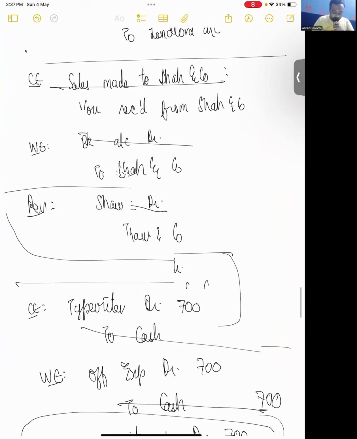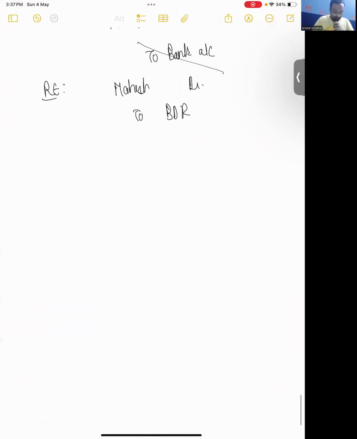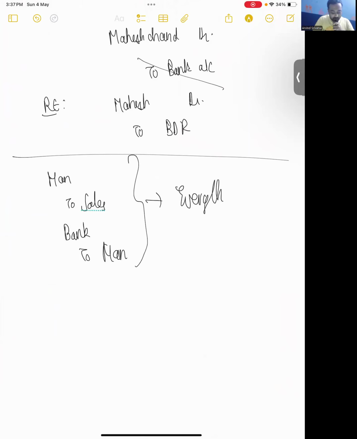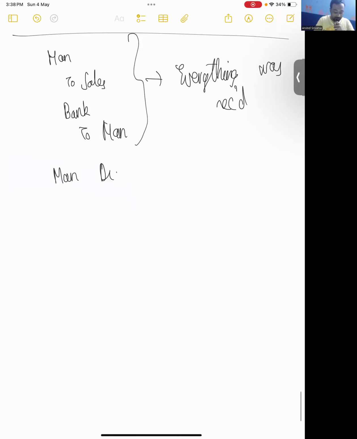So when the check is getting dishonored, initially we would have passed Manmohan to sales, bank to Manmohan. Basically this would have been the case when everything was received from Manmohan. But if everything is not received, Manmohan is still our debtor, right? Because the amount is still pending from him. So we will debit Manmohan because we still have a receivable from him. It's a personal account, right? So we will debit Manmohan account.